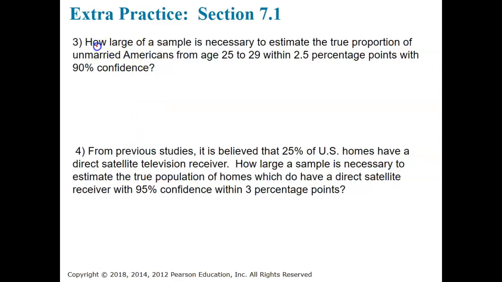Okay, on this one, how large of a sample is necessary to estimate the true proportion of unmarried Americans from ages 25 to 29 within 2.5 percentage points with 90% confidence? So I'm looking for keywords. So here's how large. That tells me it's a sample size problem. And I also see the word within, so that tells me it's a margin of error there. So I'm going to use this one. I don't really have any previous information that's given, so I'm going to be using this one.